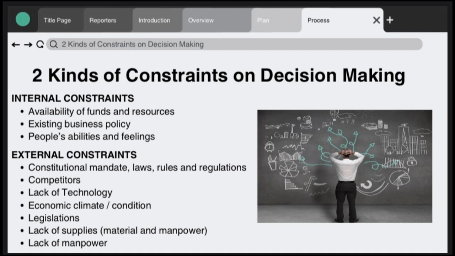Number two, for external constraints, is competitors.